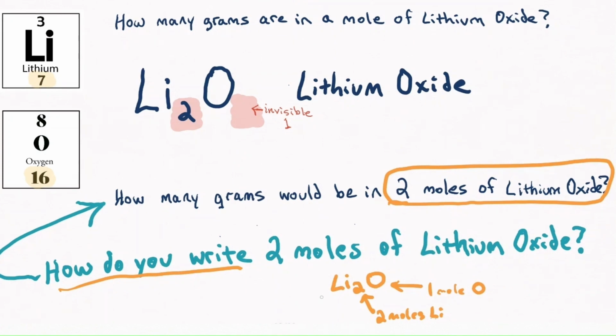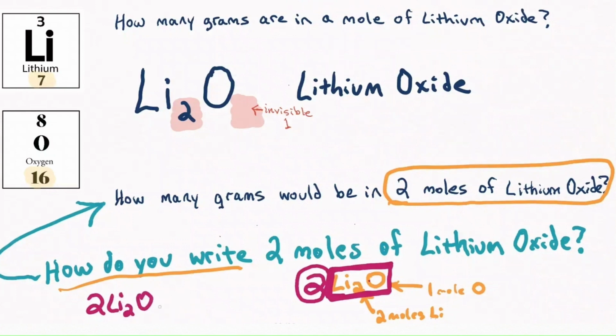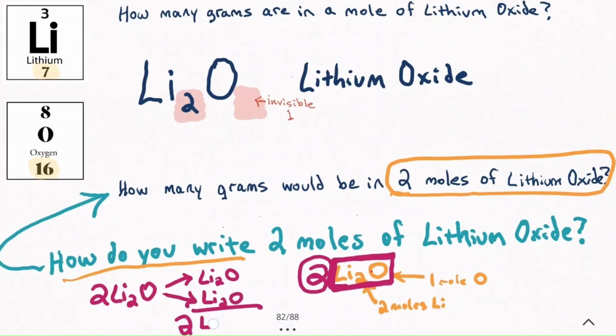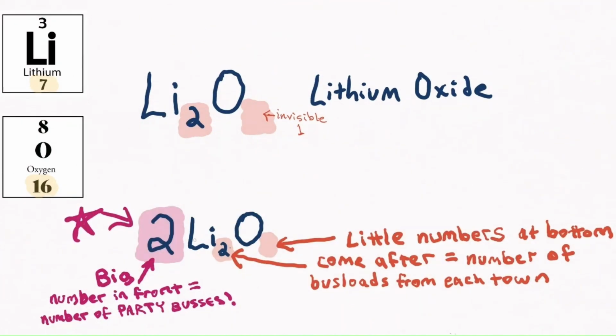Well, that's when you write the big number in front of the whole thing. So you would put a big fat 2 in front of the Li2O to say that this is one thing, this is a compound, this is a whole thing, you treat it all as one deal, lithium oxide, and you put the 2 in front of it to say there's 2 of them. So 2 lithium oxides mean there's a lithium oxide and another lithium oxide. And see, here we go, the big number is in front. So we have 2 lithium oxides.